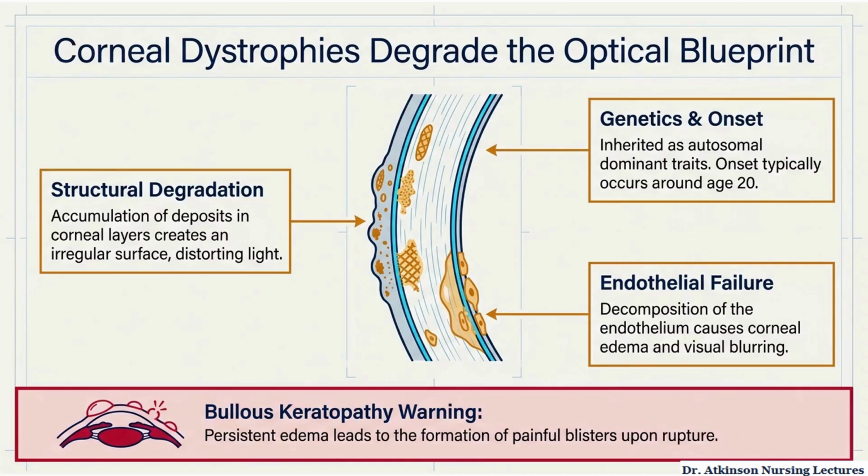Corneal dystrophies are typically inherited autosomal dominant disorders that create deposits within the corneal layers and distort incoming light. Many begin around early adulthood and progressively impair vision. Endothelial dysfunction can lead to corneal edema and painful bullous keratopathy when blisters rupture. High-yield NCLEX point: persistent edema and blurred vision are major signs of worsening endothelial disease.